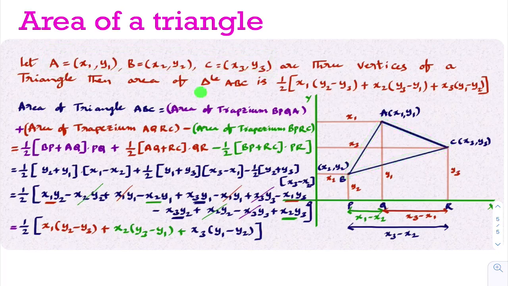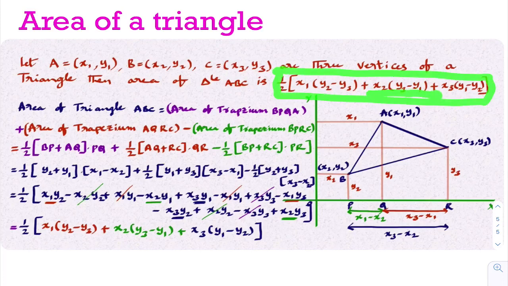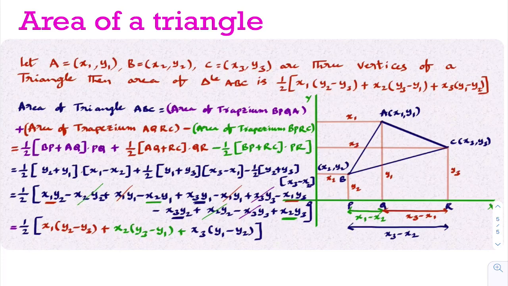We need to show that the area of this triangle is half into x1 into y2 minus y3 plus x2 into y3 minus y1 plus x3 into y1 minus y2. We need to prove this result. In this diagram, you need to observe a few things very carefully. Here, I'll show you 3 trapeziums. Please observe those 3 trapeziums.